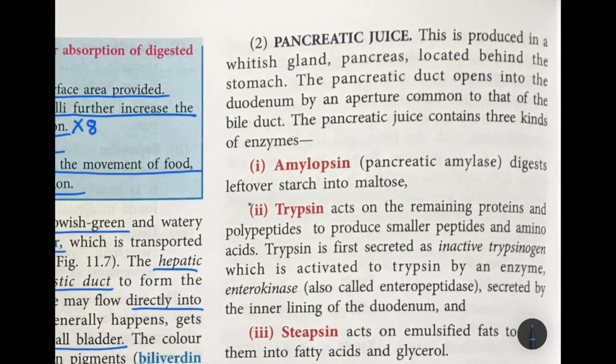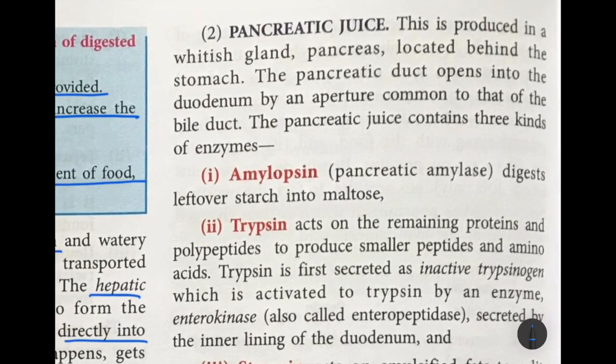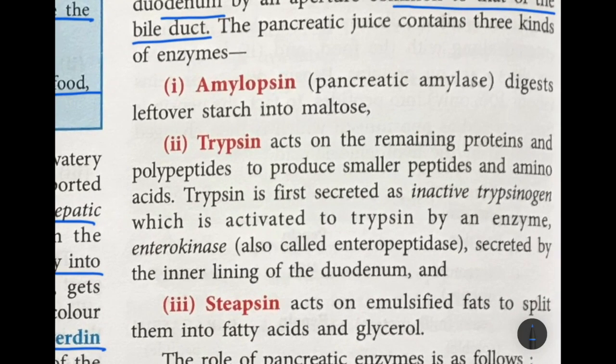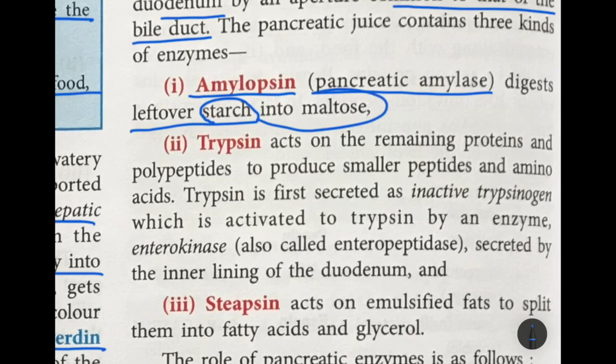Now next, moving on to the pancreatic juice. It is produced in a whitish gland which is known as pancreas, and it is found behind the stomach. The pancreatic duct opens into the duodenum by an aperture common to that of a bile duct. So there is a tiny opening, and it is common to the bile duct. Now the pancreatic juice contains three types of enzymes. First is amylopsin, also known as pancreatic amylase. It digests leftover starch. If there is any leftover starch which was not digested in the mouth or the stomach, it will turn into maltose.